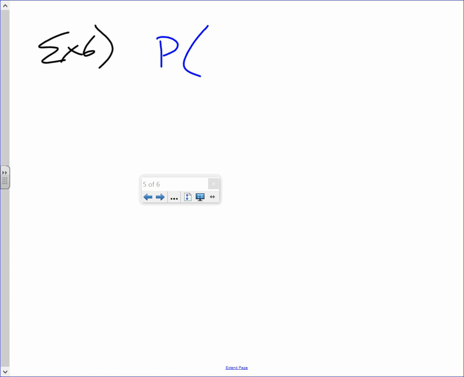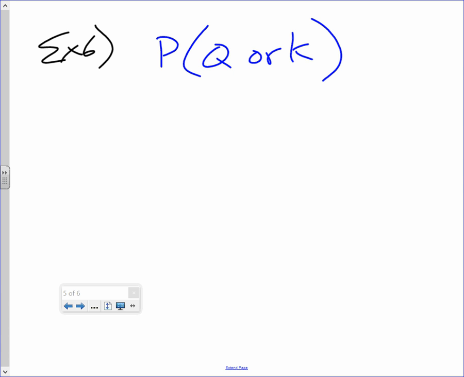This is example 6, same note guide I gave you before break. Example 6: the probability of getting a queen or a king. Going back to our notes, get your note guide. This is the last example I'm going to do. We left off with example 5 before the break. You're probably on the other side of the sheet, the blank side. Write example 6: the probability of getting a queen or a king.